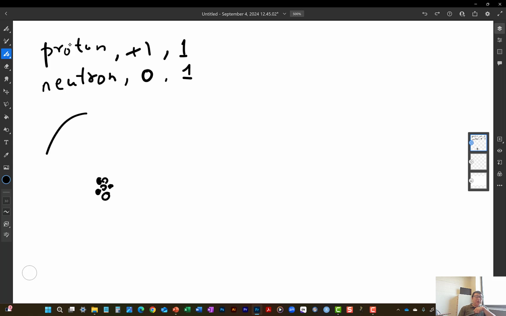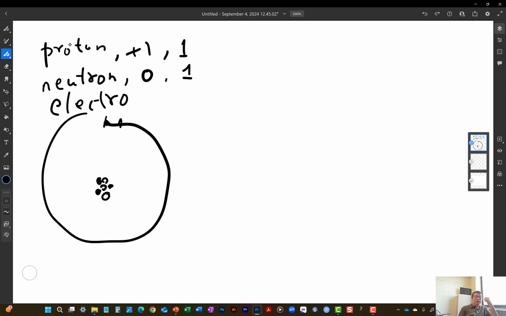And surrounding the nucleus, you also have electrons. Each electron has 1 negative charge, and we can consider it to have no mass. It's not really no mass, but we can consider no mass at all for the electrons. And the number of protons is also called the atomic number.